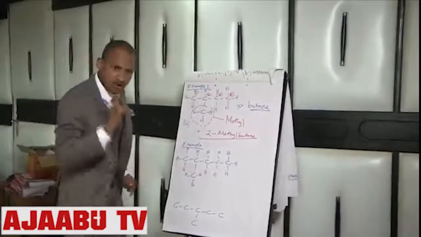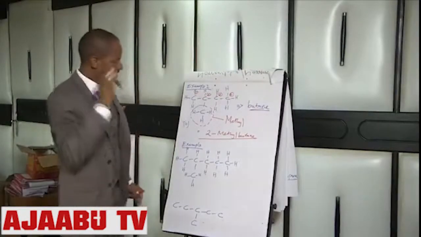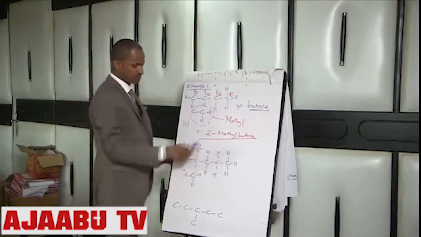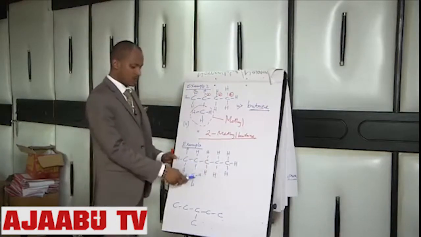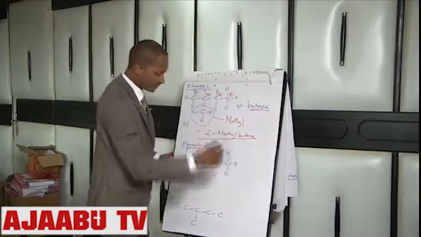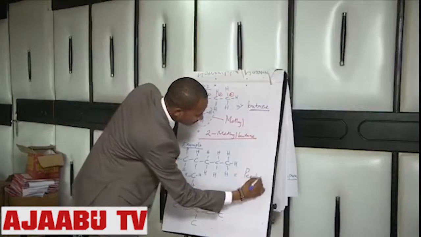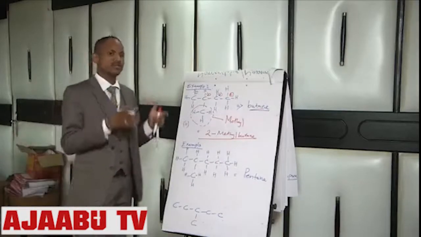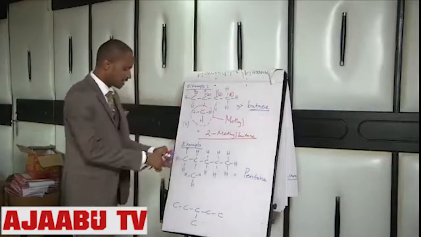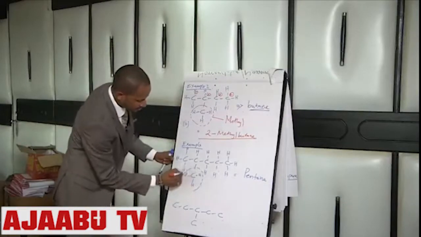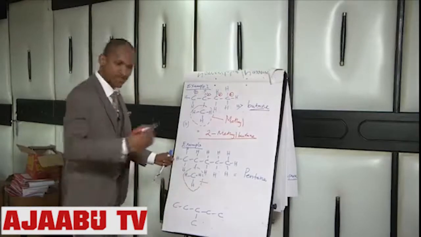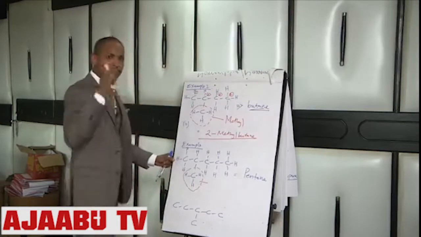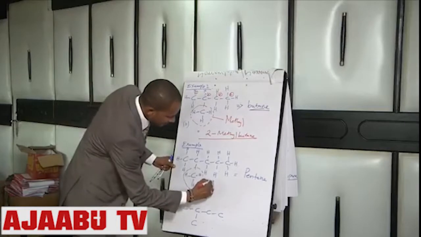First step, identify the longest continuous carbon chain. In our case, 1, 2, 3, 4, 5. So it is 5 carbon atoms that gives it pentane. When it is pentane, we are done with it. Then anything else outside the longest continuous carbon chain is called a branch. So you mark the branch. This branch is still a methyl branch because it is one carbon atom with one hydrogen atom less from the parent alkane. So this is a methyl.